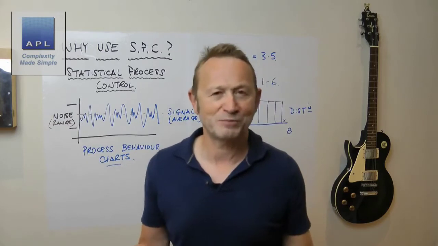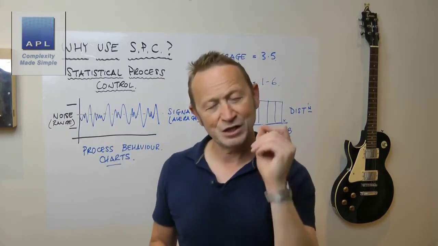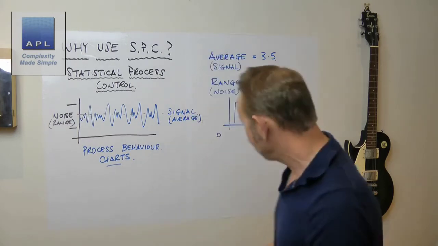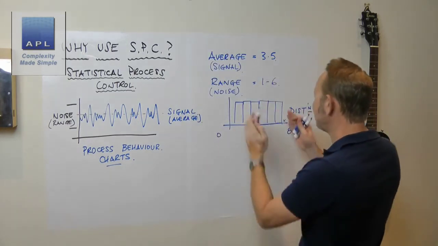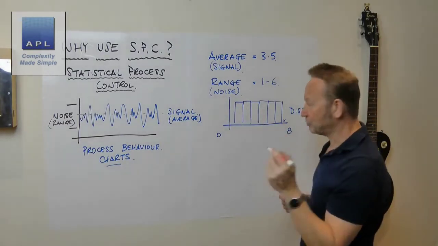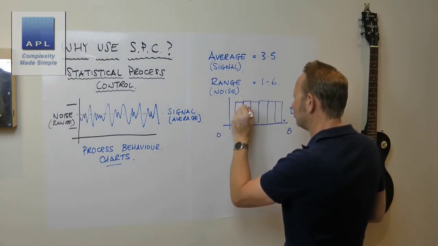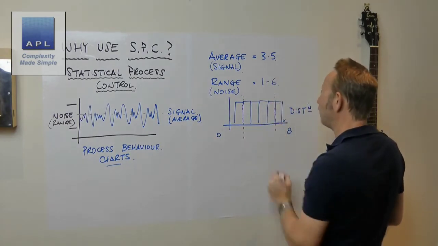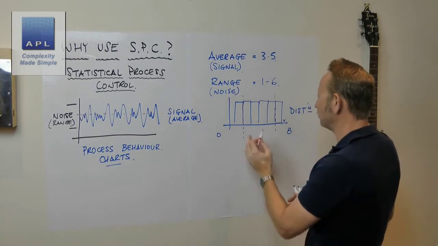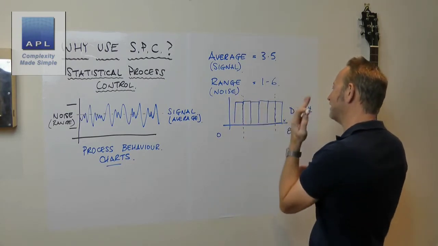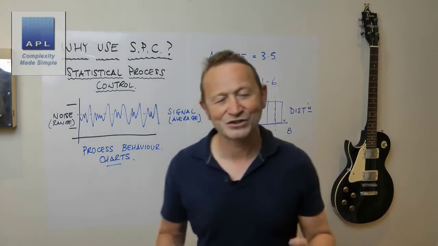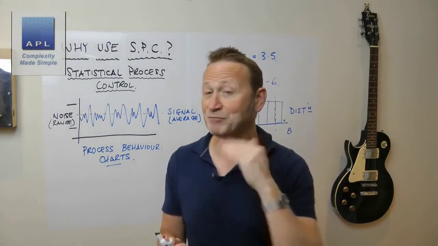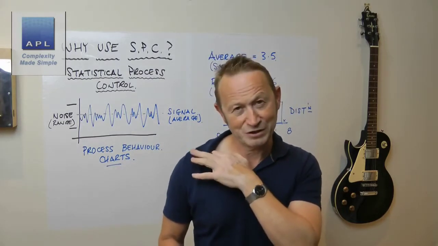So how will process behavior charts, how will SPC save you money? Well, here's the danger if you don't use them. Let's take the dice here and let's use tolerances instead. Now I'm going to put a tolerance of 1 and 5 on this chart. So in other words, if I roll a 1, I get a defect. If I roll a 6, I get a defect. That's my tolerance. My customer has said, don't send me 1s and don't send me 6s.